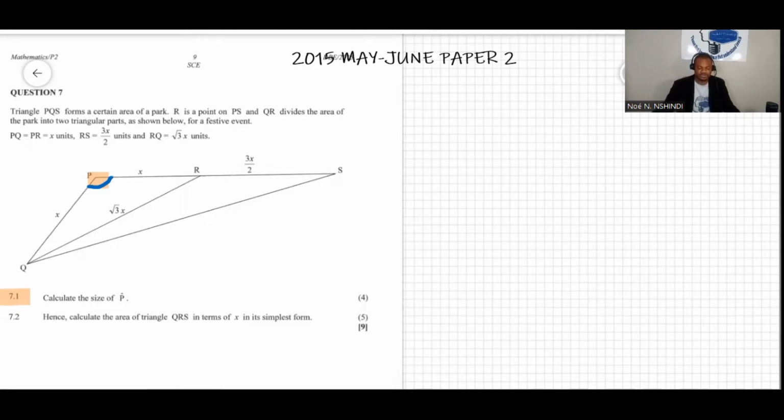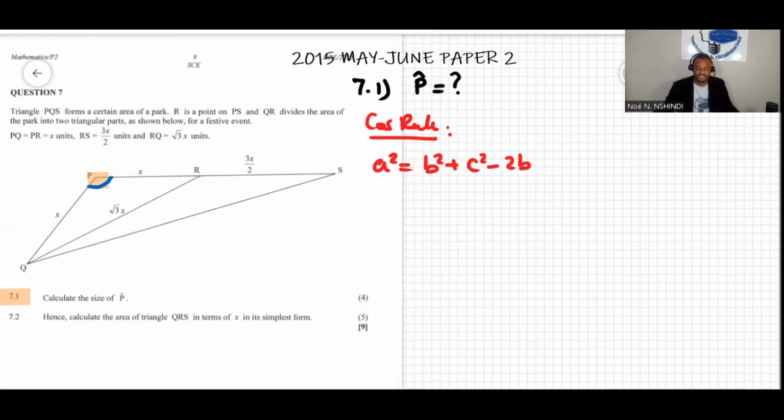Let's first write 7.1. We need the angle P. The cosine rule says that a squared equals b squared plus c squared minus 2bc times cos of the angle A. It is important to consider the lowercase a and uppercase A. Use this formula if the side a is opposite the angle uppercase A. In this situation, our a will be the side opposite the angle P, so it's going to be the side RQ.